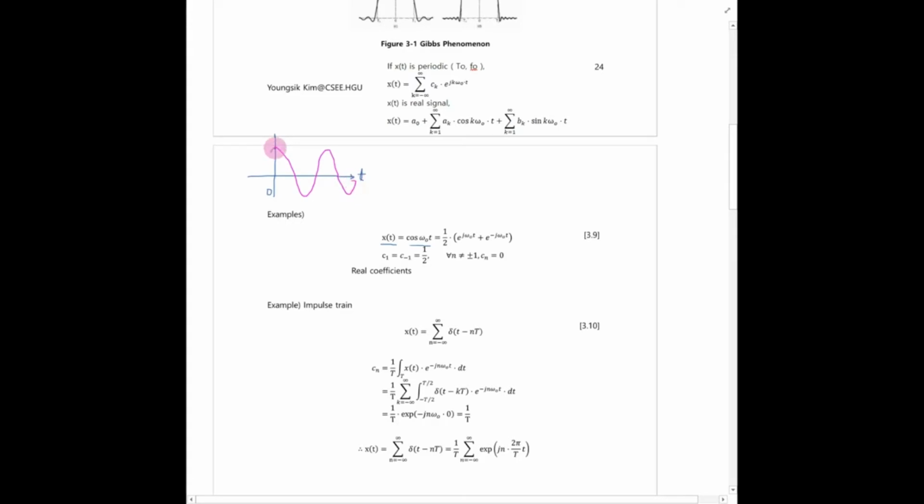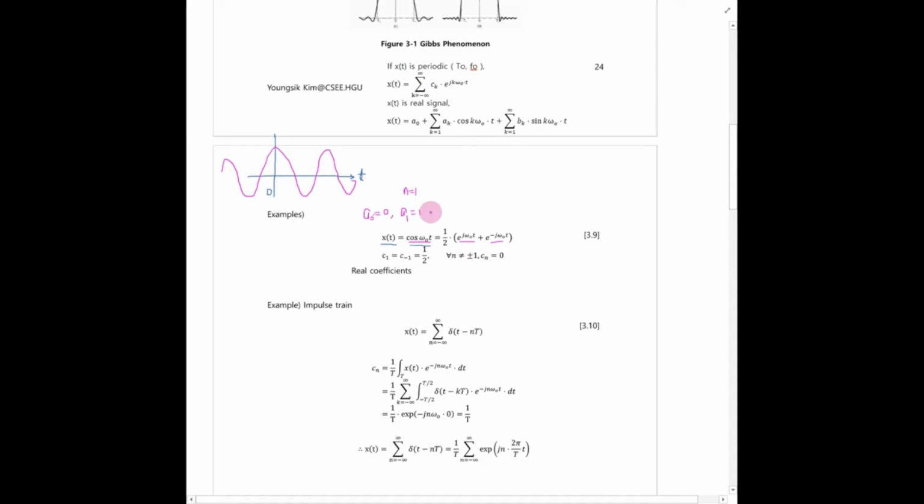This is symmetric with respect to the y-axis. This is the cosine omega 0 t. But the same signal can be expressed as a complex exponential sum. If we express it as cosine omega 0 t, then a1 equals 1. It means that the nth harmonic, n equals 1. Only one harmonic exists. a0 is 0.